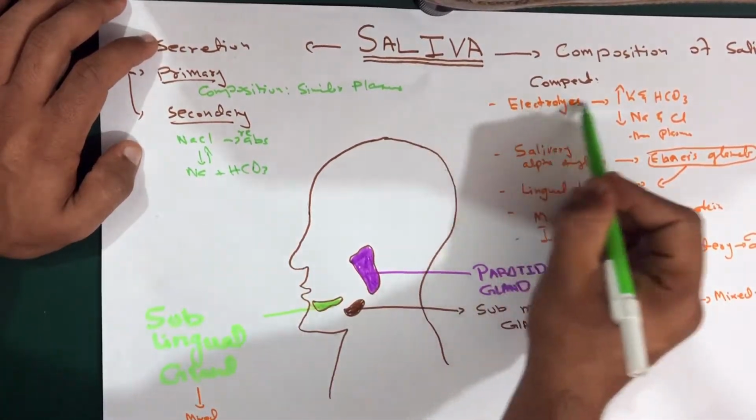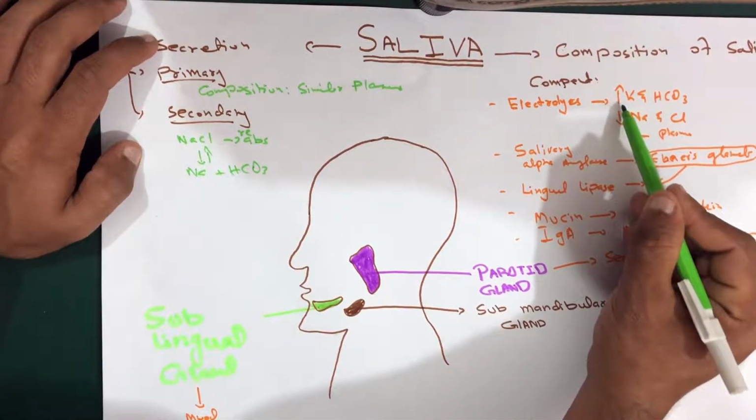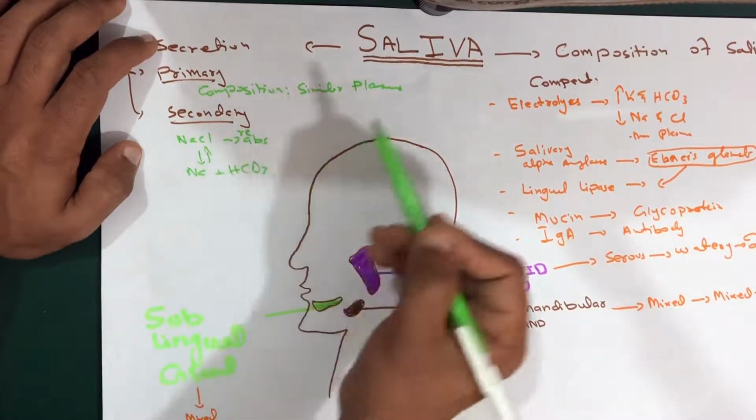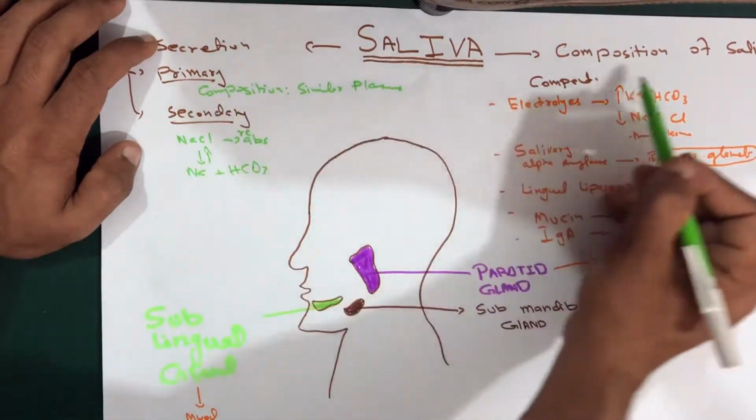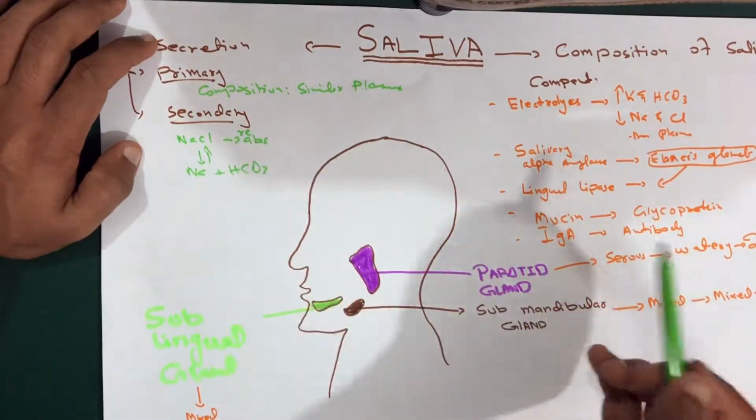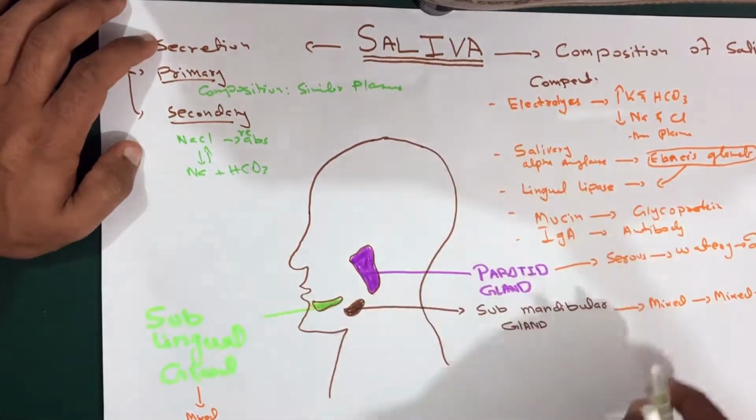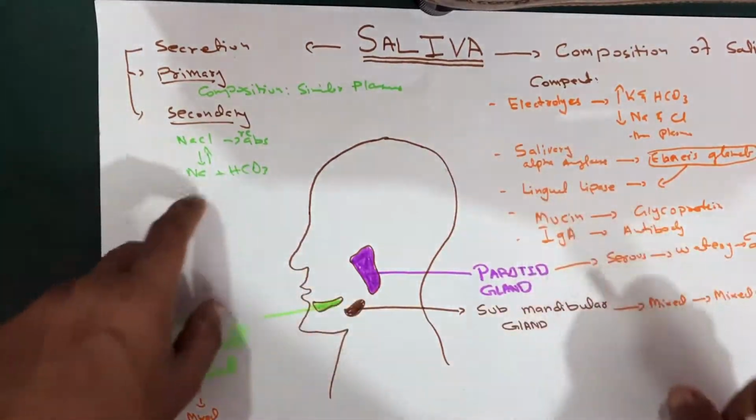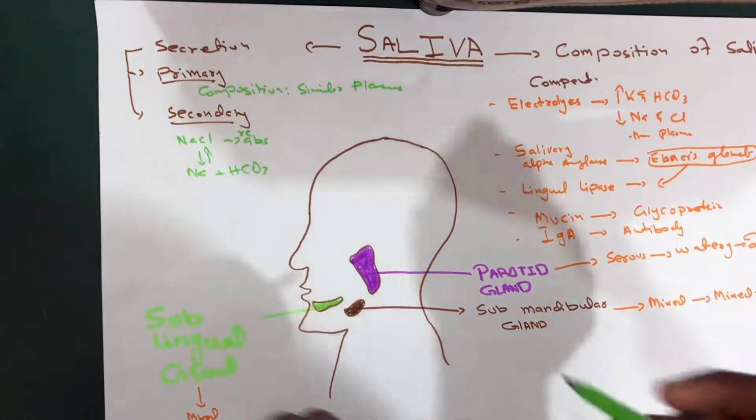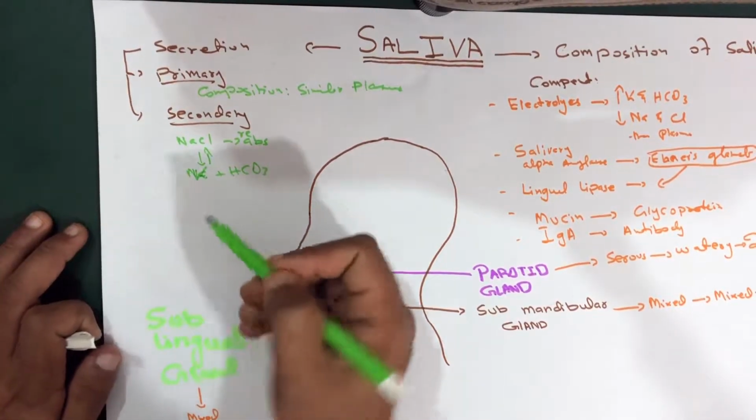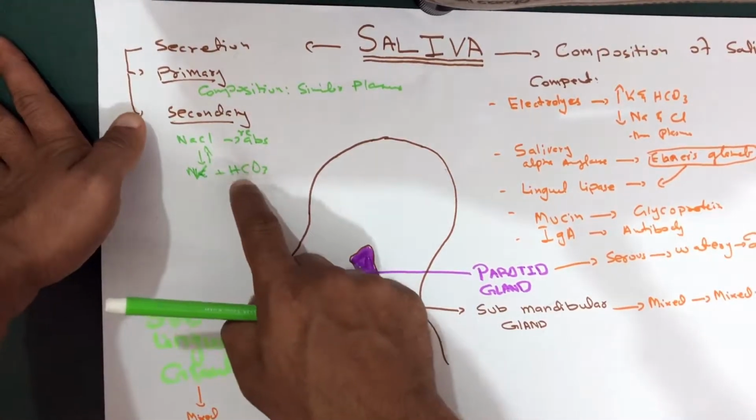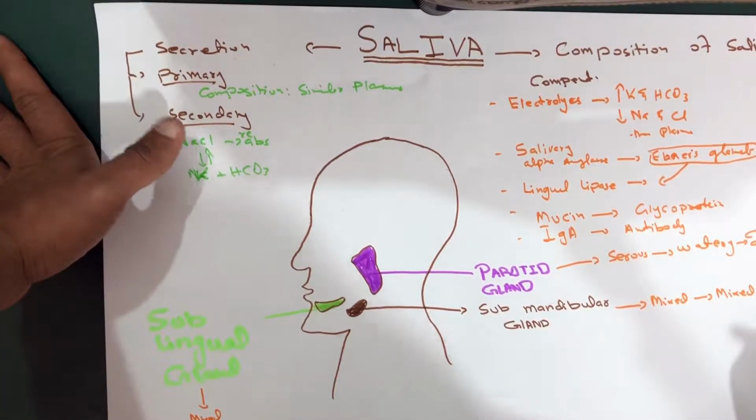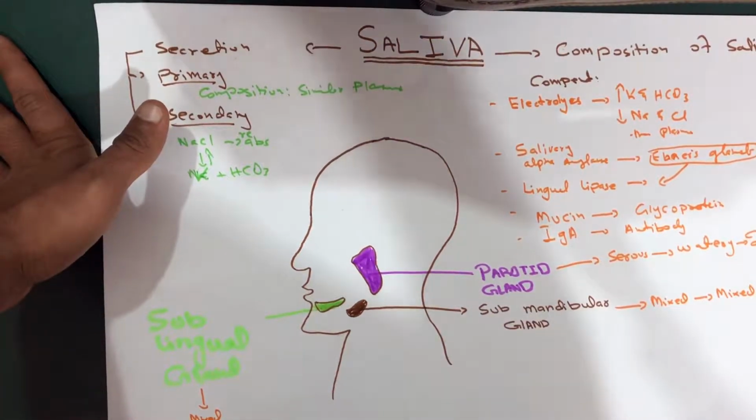We talked about this in electrolytes, because in the saliva we have a high concentration of potassium and bicarbonate. That is because in the primary saliva we have all of these in normal quantity, the same as the plasma. But as it passes through the ducts, the sodium chloride gets reabsorbed, and the potassium level is increased, and the bicarbonate level is increased compared to the plasma.